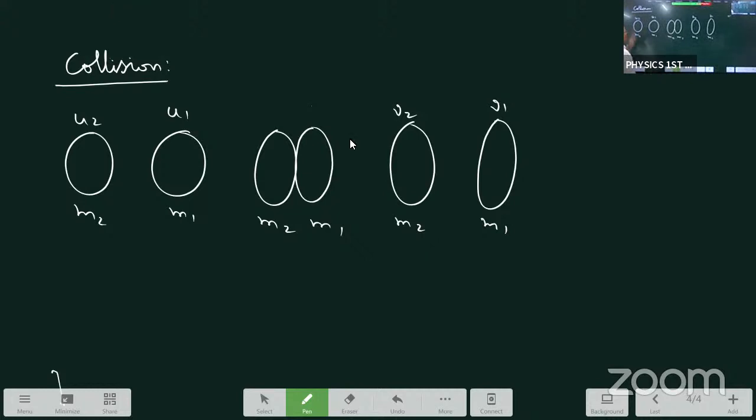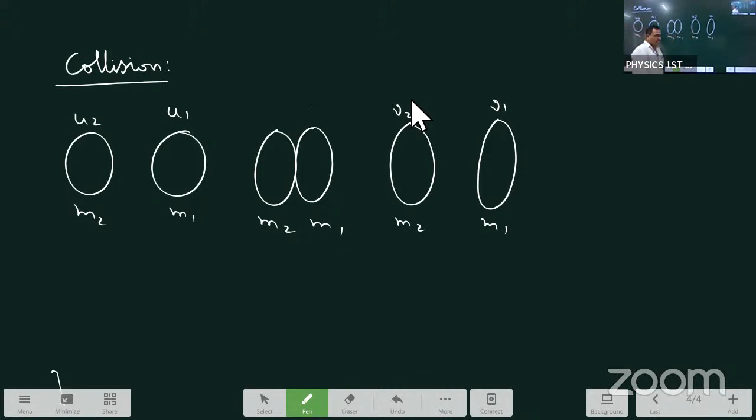Now see this collision. There are two objects. The first body has mass m1 and initial velocity u1, which you throw, and you take another body of mass m2 with initial velocity u2, which you throw. Both will impact here. After impact, both will travel with different velocities v1, v2. Mass does not change. That is called collision. Collision means a deep impact between two bodies, due to which their momentum changes.